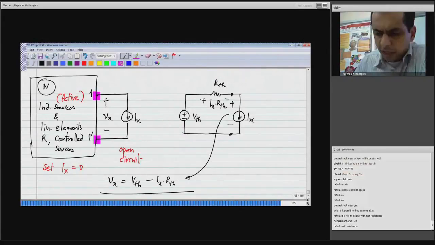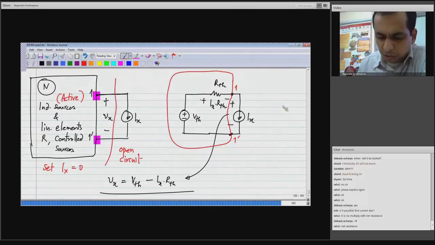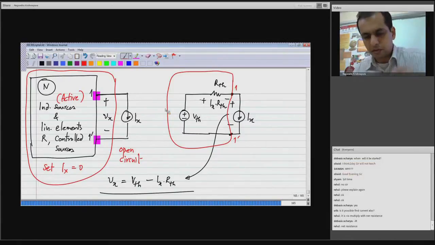So this entire thing here, this is terminal 1, 1 prime. Whatever is inside this red box is equivalent to the original complicated circuit N between the terminals 1, 1 prime. So it's only that is equivalent. Internal details of this we don't know.